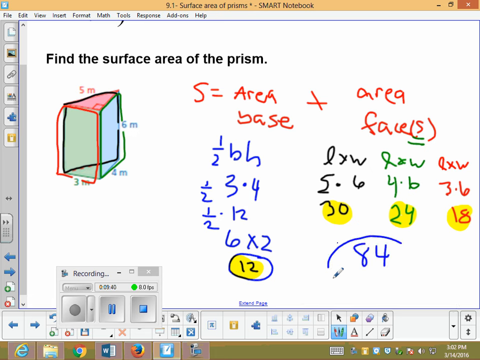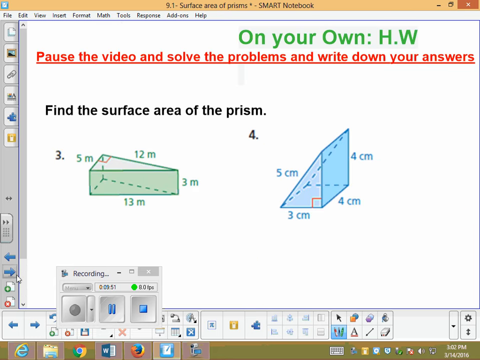Final answer. What we did is we just took each piece. Again, finding surface areas is just finding the area of each piece by itself. Very, very important. Each piece by itself. Okay? So go ahead and pause the video. Go ahead and try example 3 and 4.